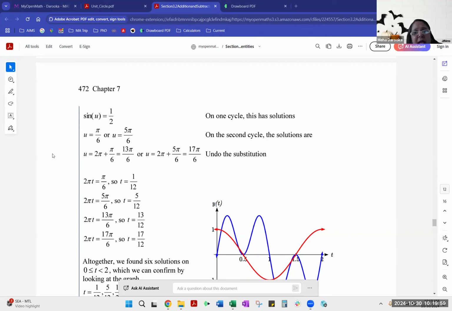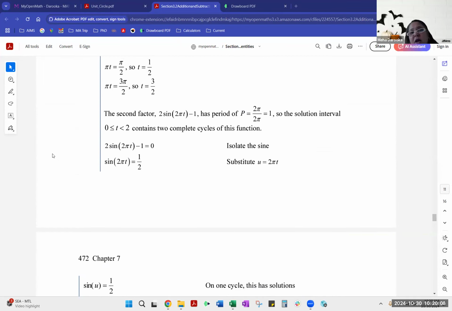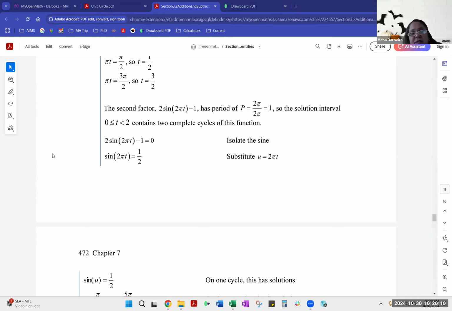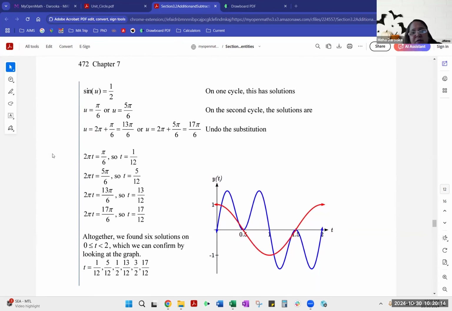So sorry, before we actually undo the u substitution, since we are talking about two cycles, right? Because this sine function only had a period of one. So between 0 to 2, it will have two cycles. So we do actually need to take those angles into consideration for the second cycle here. So for the first cycle, we got pi over 6 and 5 pi over 6, but we need to repeat that, right? Go one more revolution. So that's where you will see we are adding 2 pi to create that second revolution.